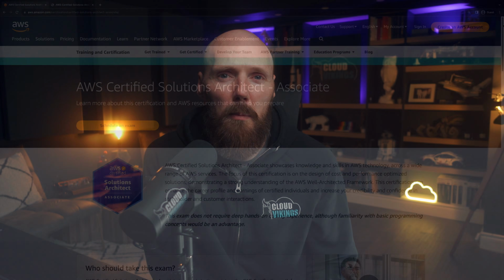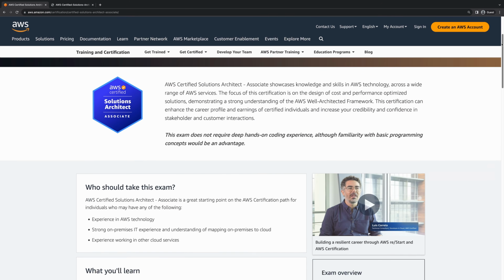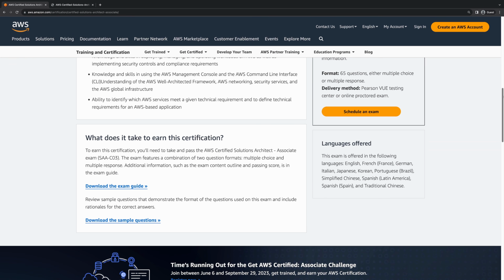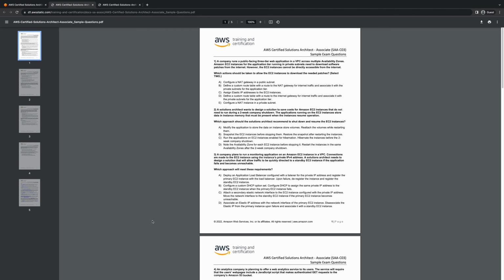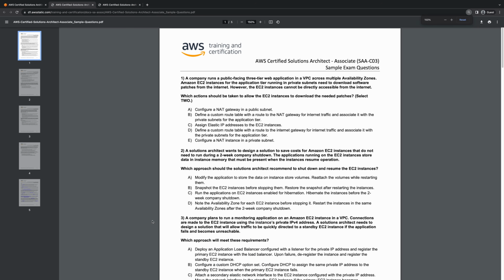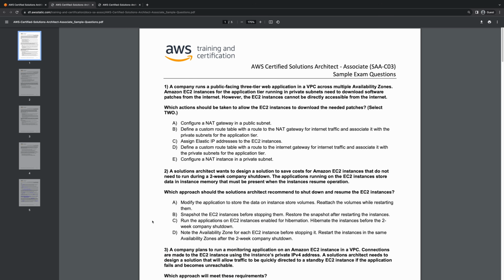Now, to provide us with a better sense of what the exam questions will look like, AWS provides us with some sample questions we can download. Back on the certification info page, we'll see this download sample questions link, which will give us a PDF of some example questions. Now, I'll let you read through all these on your own, but I do want to point out a few things here.